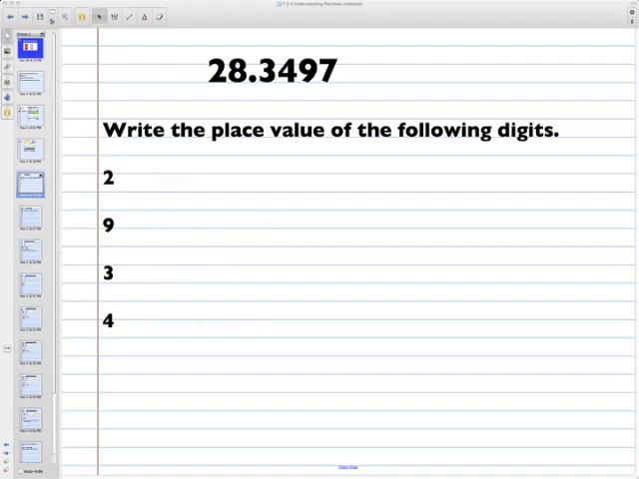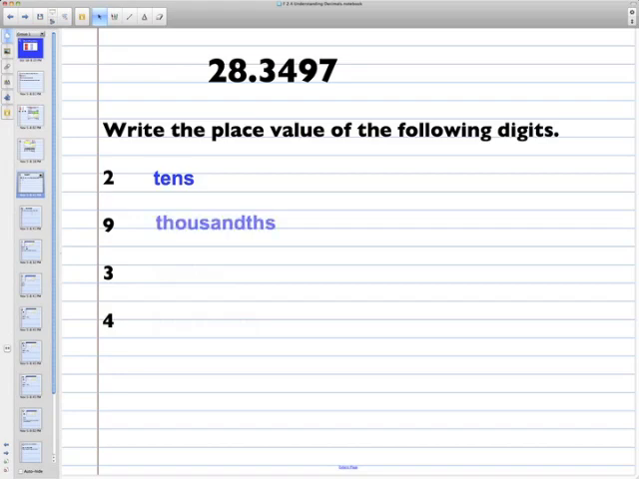Taking a look at the 2, it's 2 place values to the left of the decimal point, and therefore it's a whole number, and it's the tens place value. Looking at the 9, that is 3 place values to the right of the decimal, making it a part of the whole, and therefore it's the thousandths. The 3 is 1 place value to the right of the decimal point, and that would be the tenths. And then the 4 is in the hundredths place value. It's 2 place values away from the decimal point.